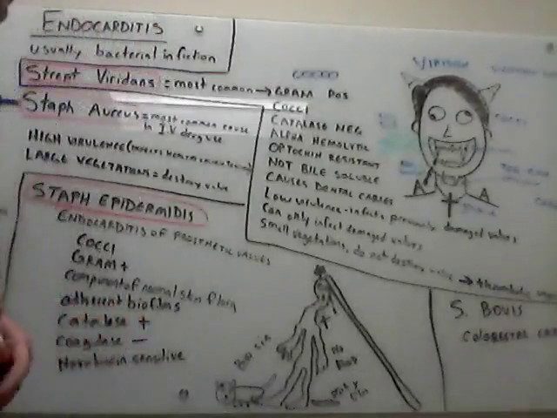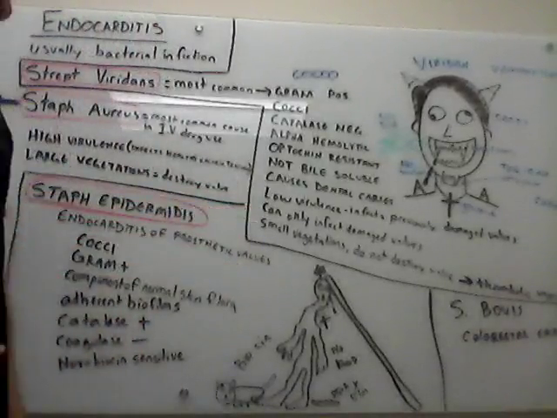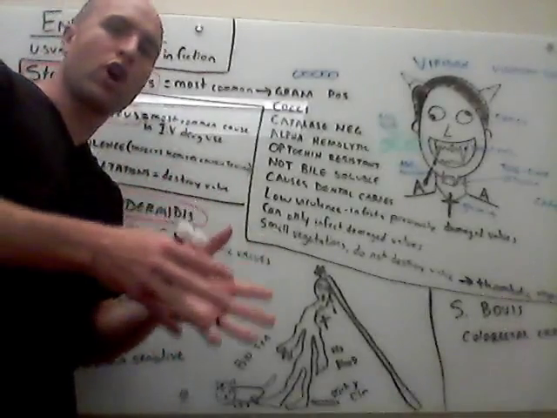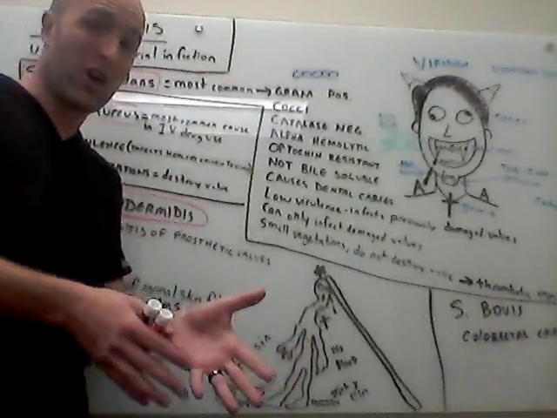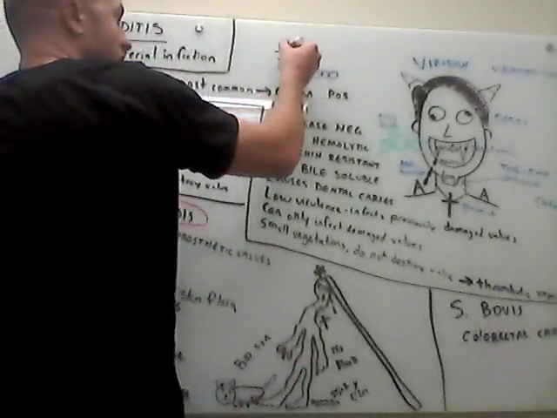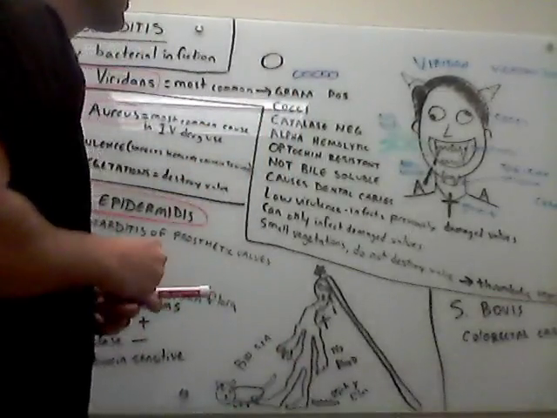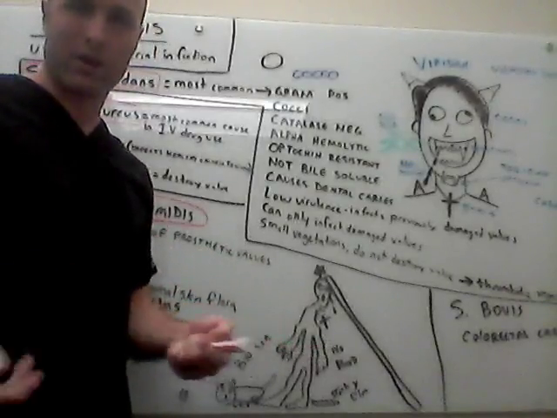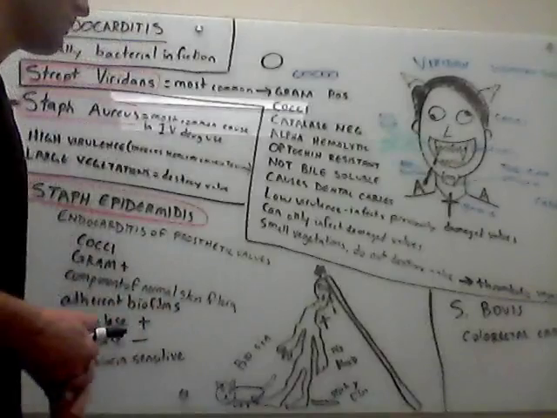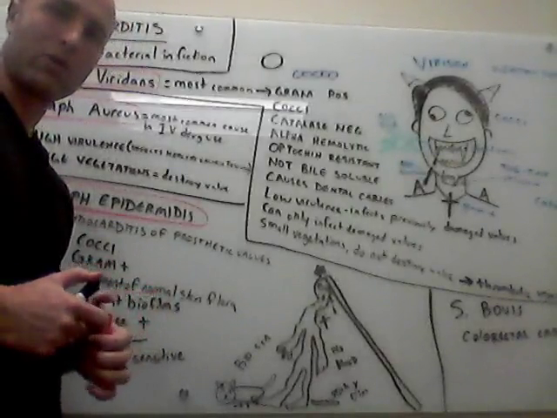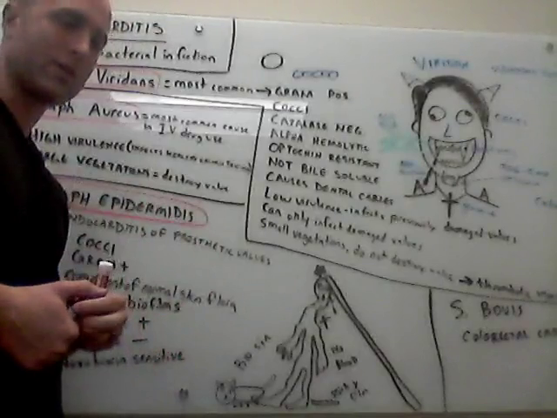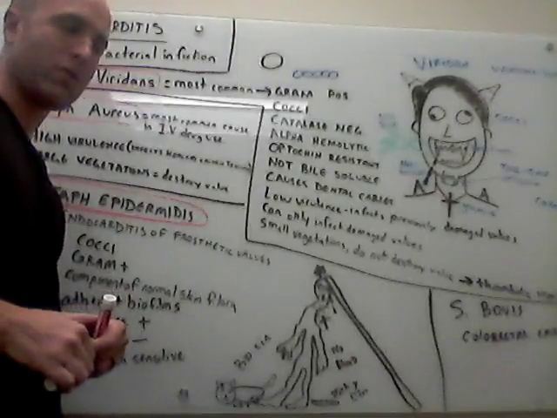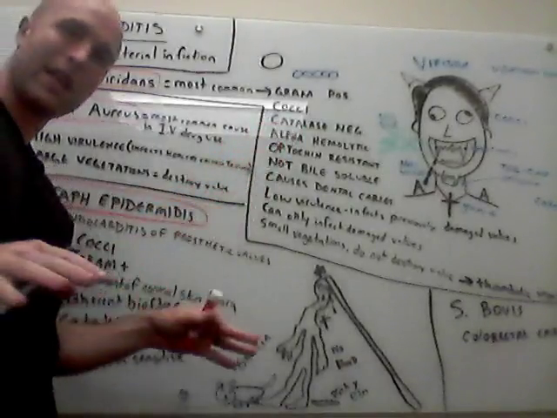So let's talk a little bit about Streptococcus viridans. It's gram-positive. Of course, it's in the name Streptococcus, so obviously it's a cocci. Cocci means it's circular in shape. Gram-positive means that it stains purple, crystal violet, on a gram stain, which means that it has a thick peptidoglycan cell wall, and it's catalase negative, so it doesn't have the enzyme catalase.